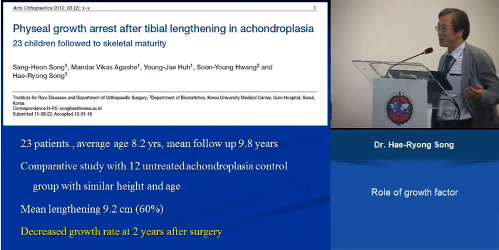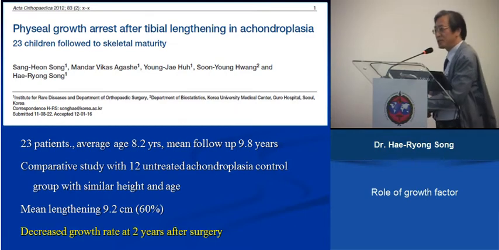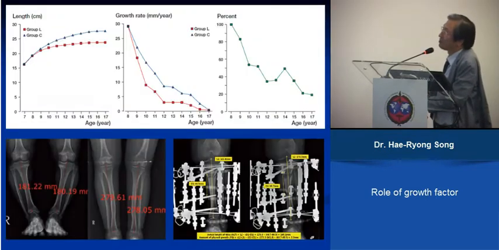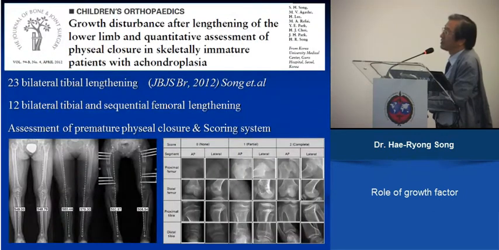And then I have to explain, but I could not understand why 4 centimeters were lost after lengthening. Then I reviewed all the X-rays until skeletal maturity after tibial lengthening and femoral lengthening, and we found that the growth rate decreased. And then we extended this study for tibial lengthening and femoral lengthening, and then we measured the length after skeletal maturity. Also, we made a scoring system, physeal arrest, because of increased joint pressure, physeal closure occurred earlier.